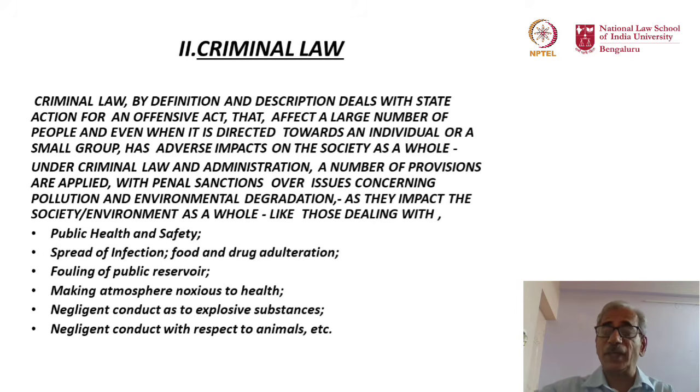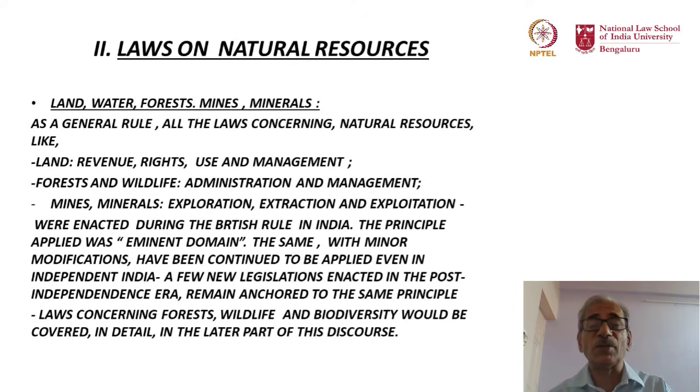So poisoning a riverine system is an offense against the state. The state can proceed against that person. He can be jailed for a particular period of time as prescribed under the law. Fouling of public reservoir, making atmosphere noxious to health, negligent conduct as to explosive substances, negligent conduct with respect to animals, etc. These are all crimes written under the Indian Penal Code, under which state action is possible.